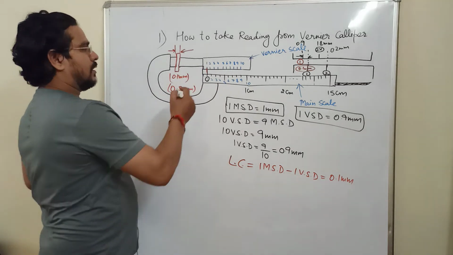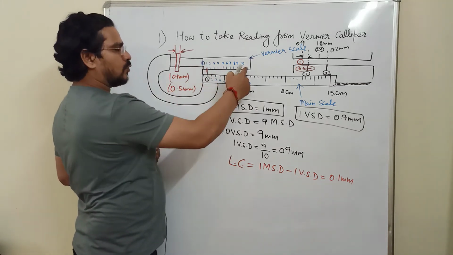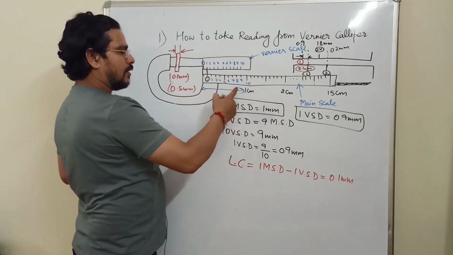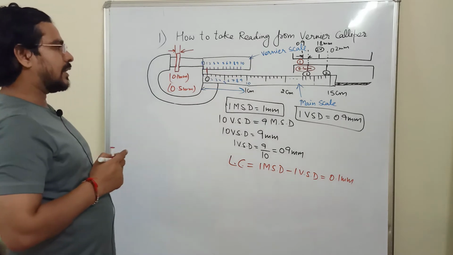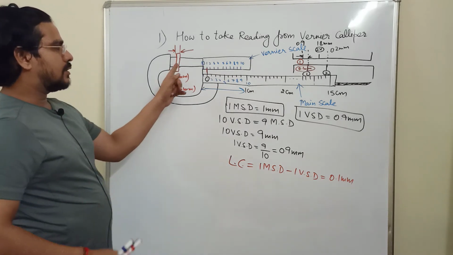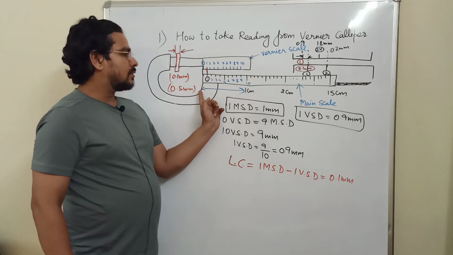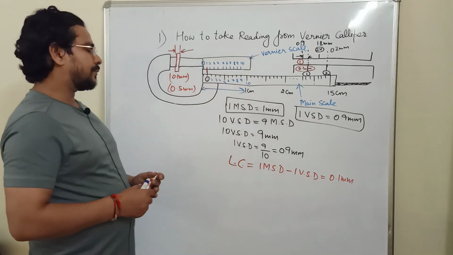In the same manner, for all the calculations where the length is less than 1 centimeter, the zero of the vernier scale is going to remain between the 0 and 1 centimeter range of the main scale.